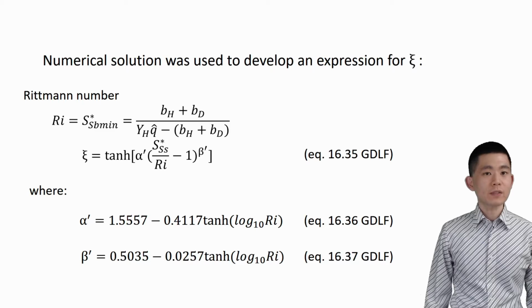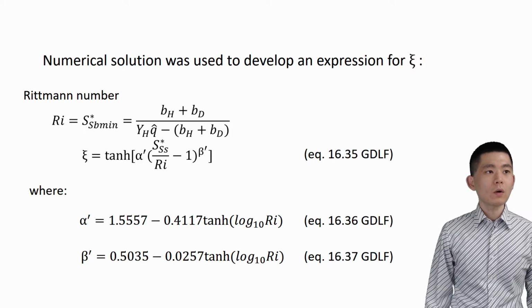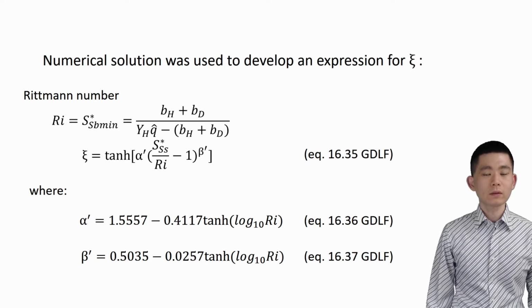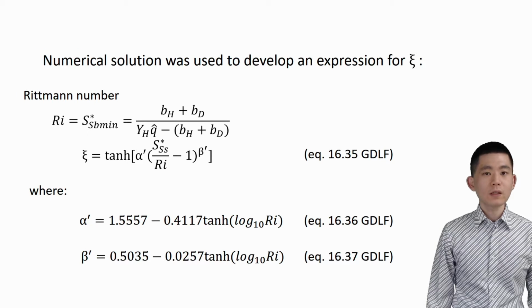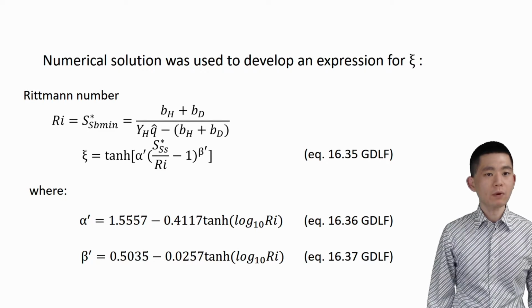Before finding the expression for psi, let's recall that the dimensionless minimum substrate concentration, or S sub SB min star, is the Riemann number. Psi equals the hyperbolic tangent of alpha prime times the dimensionless substrate concentration at the biofilm surface, divided by the Riemann number, minus 1, to the power of beta prime. And we can express alpha prime and beta prime with the Riemann number.